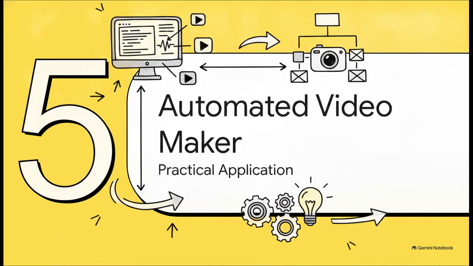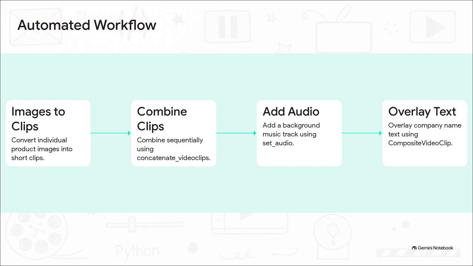Finally, let's bring it all together in Section 5, Automated Video Production. Let's take all of these isolated programmatic tools we just learned and combine them into a really satisfying real-world scenario. Imagine you need to automatically generate a short promotional video. Step 1, we use MoviePy to load several static product images, transforming them into short video clips that display for just a few seconds each.